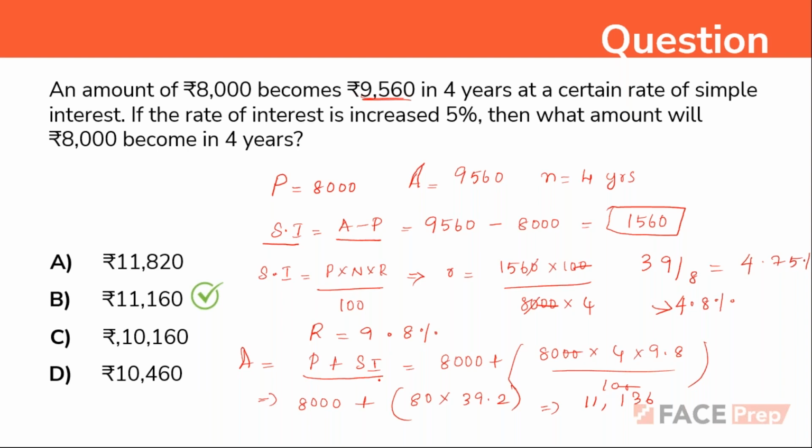Amount formula is principal plus simple interest. So principal is 8,000 plus simple interest, the same method, P into N into R. Now here the rate of interest is 9.8 divided by 100. So 8,000 plus 80 into 9.8 into 4. Now if you multiply this and add it to 8,000, you will get approximately 11,160.